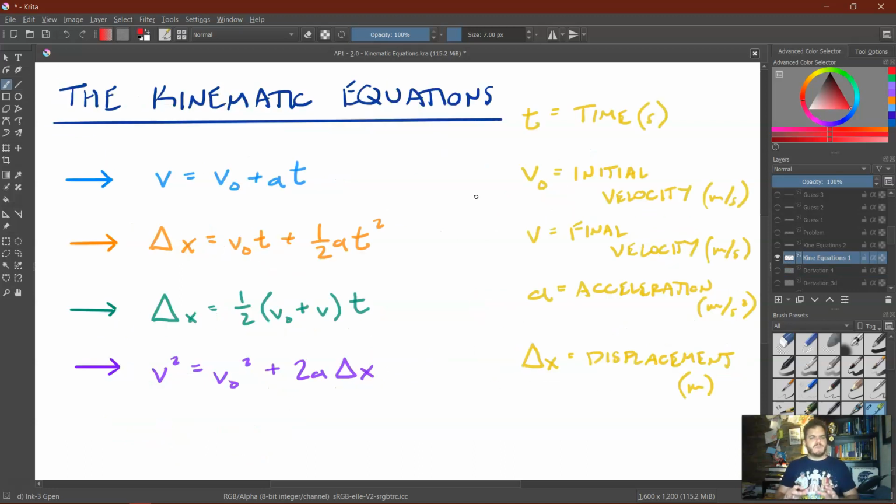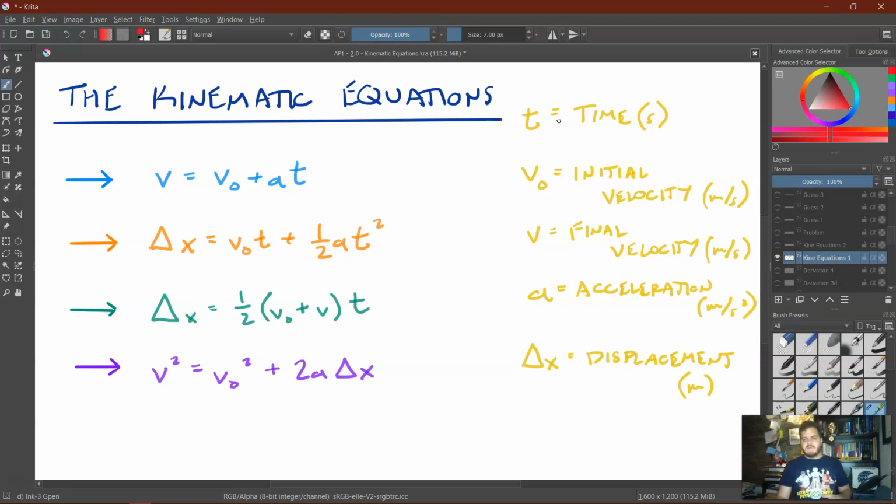So now we have just derived the 4 kinematic equations. 1, v equals v naught plus at. 2, delta x equals v naught t plus 1/2 at squared. 3, delta x equals 1/2 (v plus v naught) times t. And 4, v squared equals v naught squared plus 2a delta x.